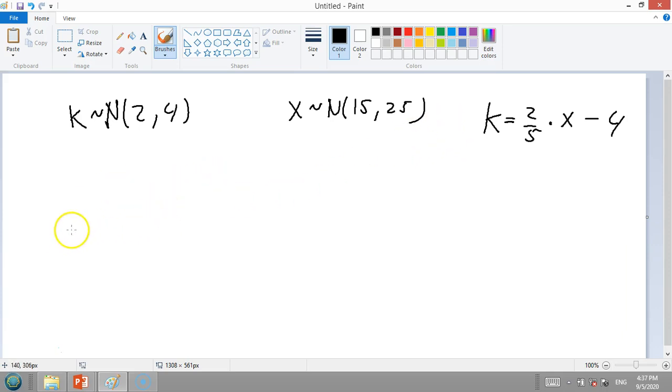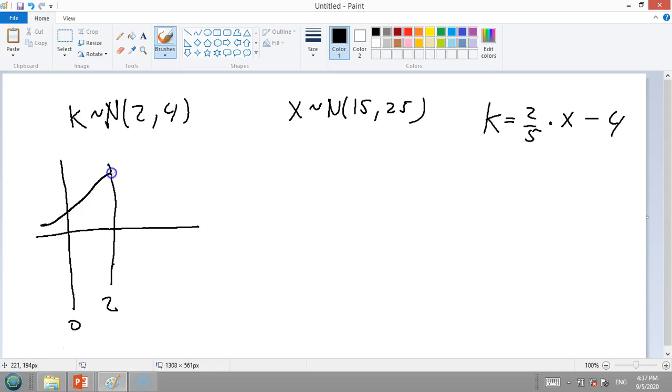So I'll show you here. Our goal will be to try and transform. You just draw it if you're not sure. You put 2 here, and here is going to be 0, the y-axis. It's going to look something like this. And then 4 is a variance, so plus minus 2, the square root of 4, is 2. That is the standard deviation.